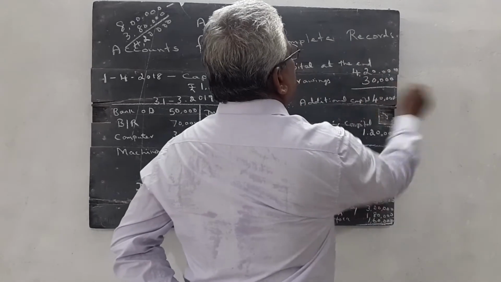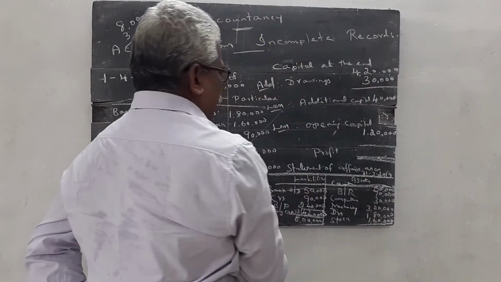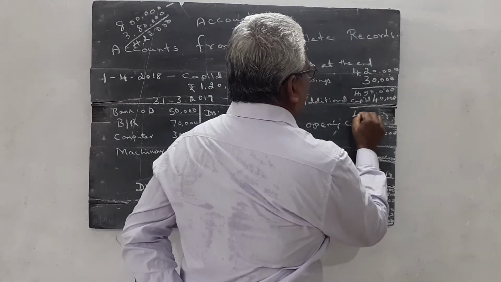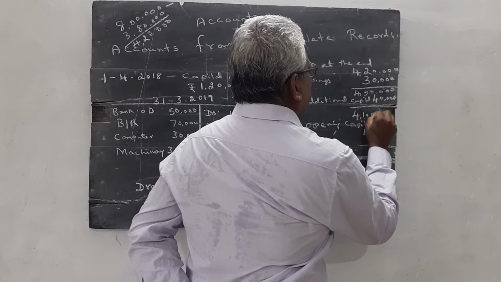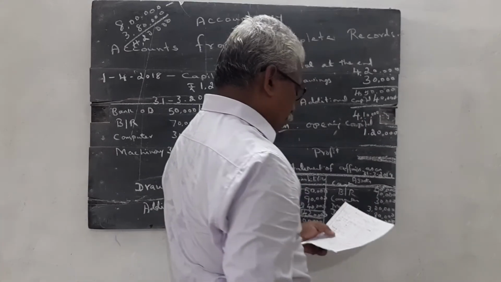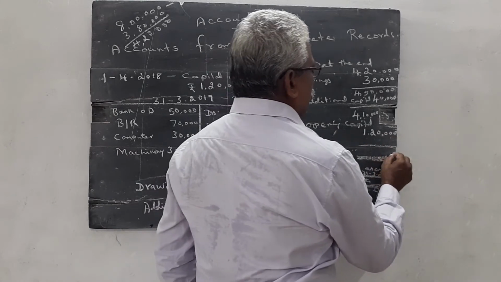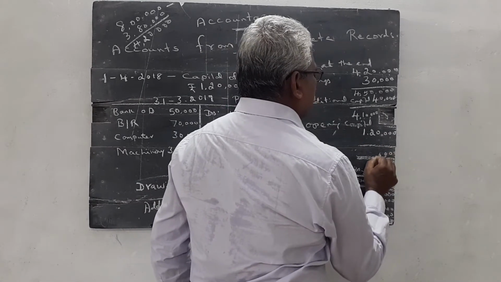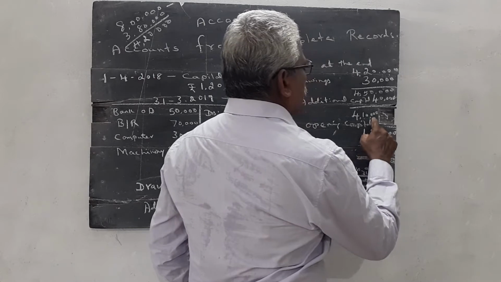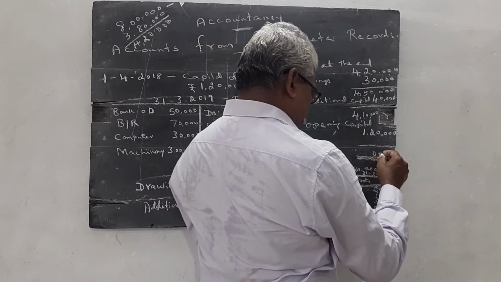Add drawings 30,000, which is given in the question. So total 4,50,000. Then less additional capital: 4,50,000 minus 40,000 is equal to 4,10,000. Then 4,10,000 minus 1,20,000 is equal to, 10 minus 2 is equal to 8.